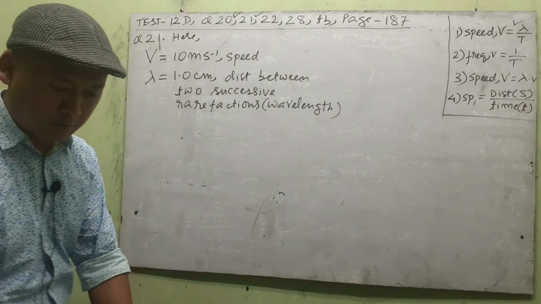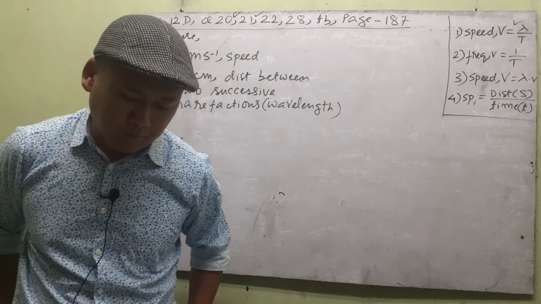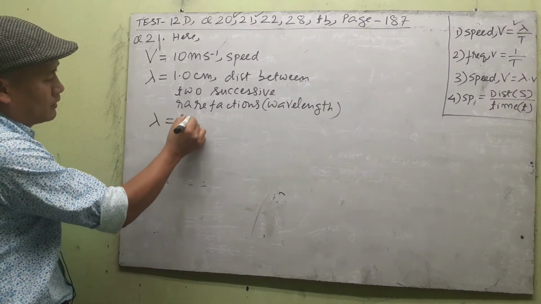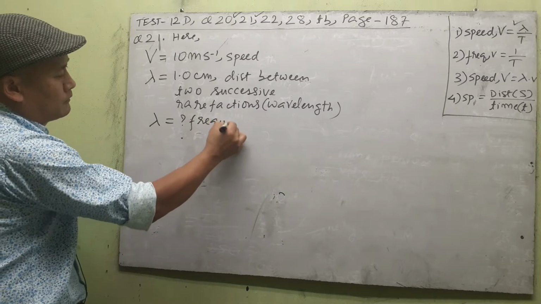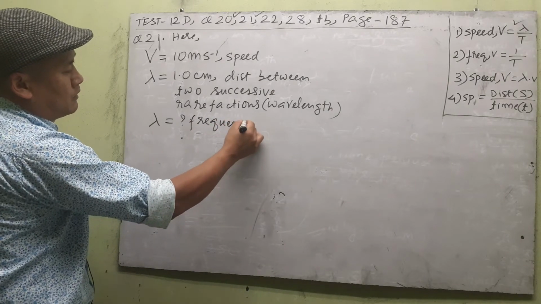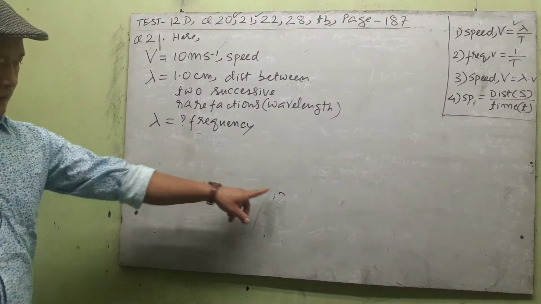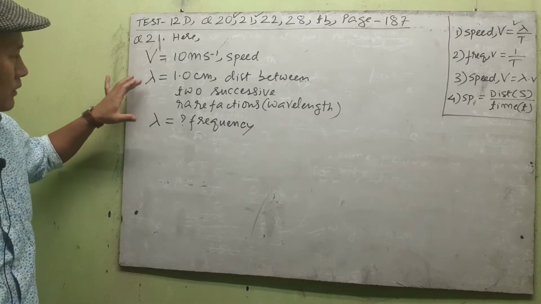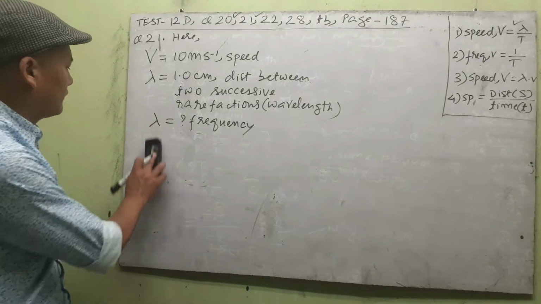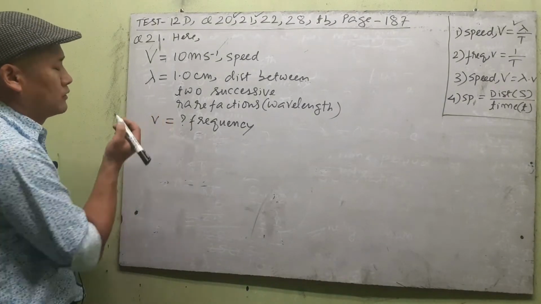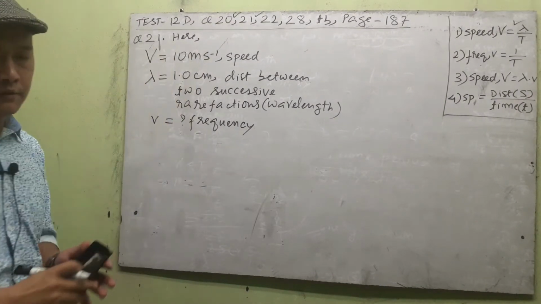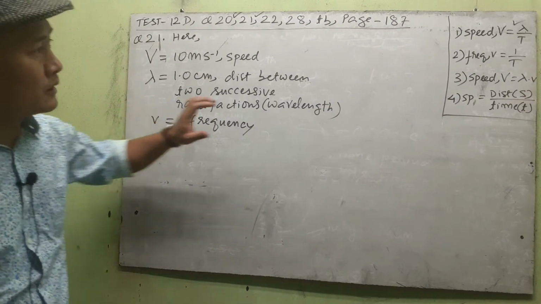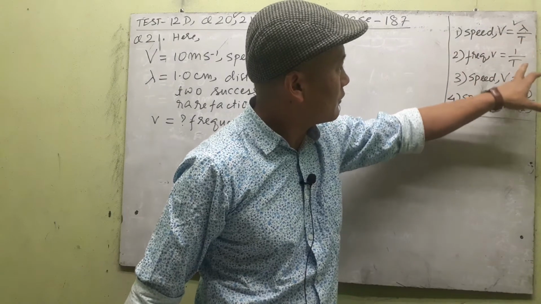As we read on the question, find the frequency of the wave. This is the frequency of the wave that we have to find out. So let us select an appropriate formula involving V, lambda and small v. Frequency is not lambda, sorry. Frequency is small v, and capital V is the velocity or speed.